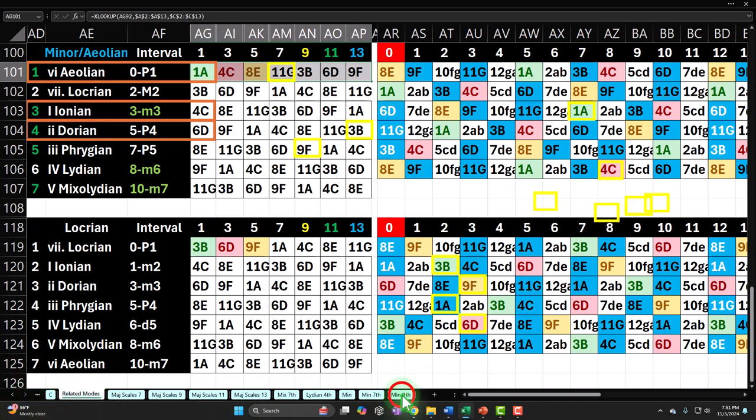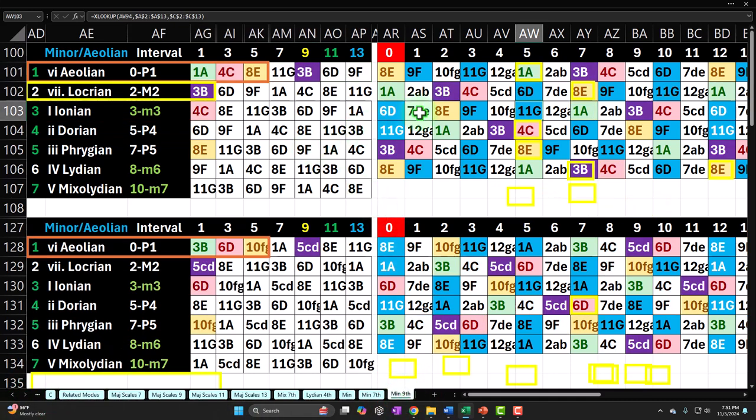So then if I go back on over here, we're going to go through our process of looking at the ninth, noting that the ninth is equivalent to the second for the most part for our purposes here.